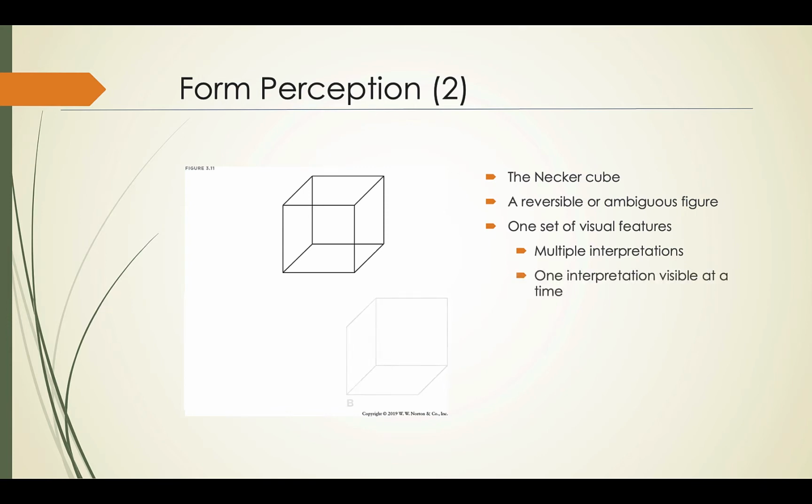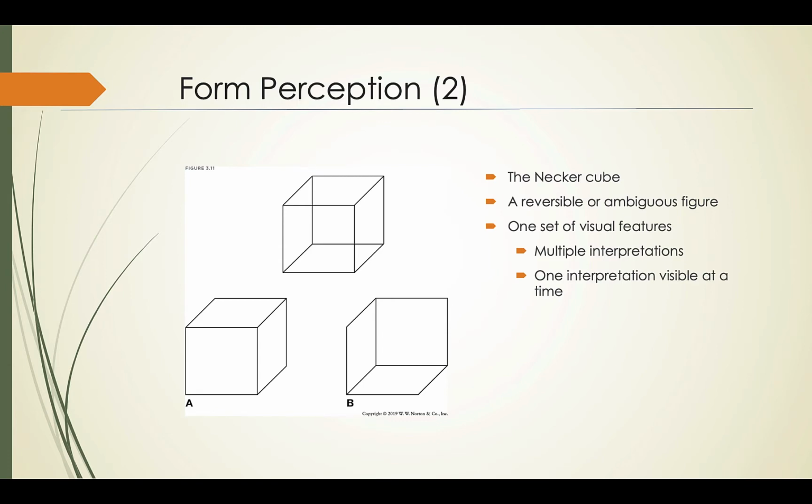Despite this ambiguity, it can only be perceived in one of these ways at a time. Go ahead and try and see both of those at once. You can never quite maintain both perceptions at the same time. The features of the object are totally neutral because the drawing is compatible with either interpretation.